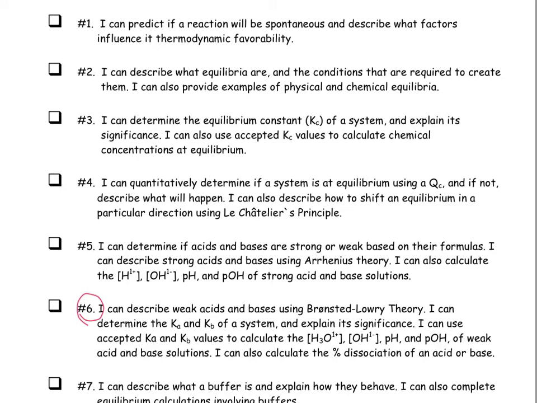You can also determine the Ka of a system and explain its significance. And you can use the accepted Ka values to calculate ion concentration, pH, and pOH of weak acids. You can also calculate the percent dissociation of an acid. We'll leave bases for a later lesson.